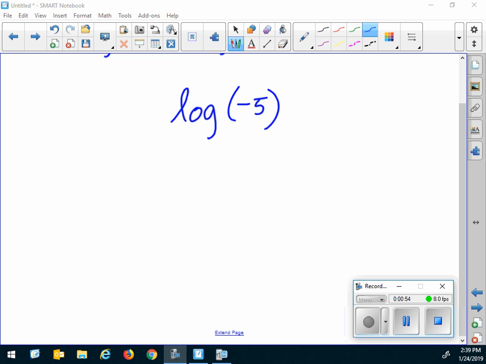Why do you get a non-real answer out of this? What is the base here? What power can I raise 10 to get a negative answer? I can't do that. If I raise 10 to the first power, what do I get? 10. If I raise 10 to the second power, what do I get? 100. If I raise 10 to the negative 1 power, I get 1/10. If I raise 10 to the negative 2 power, I get 1/100th. I can never get a negative as an answer.